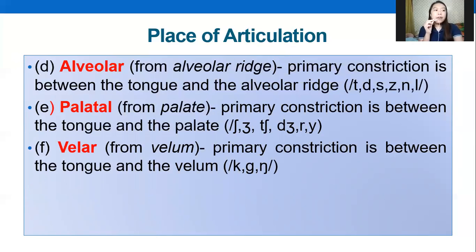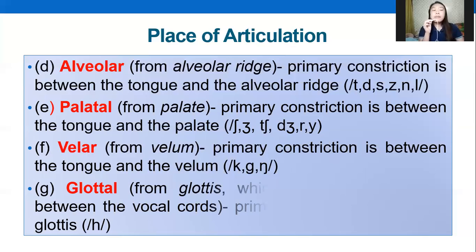We also have the velar sound. It's from velum. Just after your palate is your velum. Velar sounds are produced when the back of your tongue almost touches your velum, such as when we articulate the sounds k, g, and ng. So k as in kite, g as in goat, and ng as in being. So those are the different velar sounds.